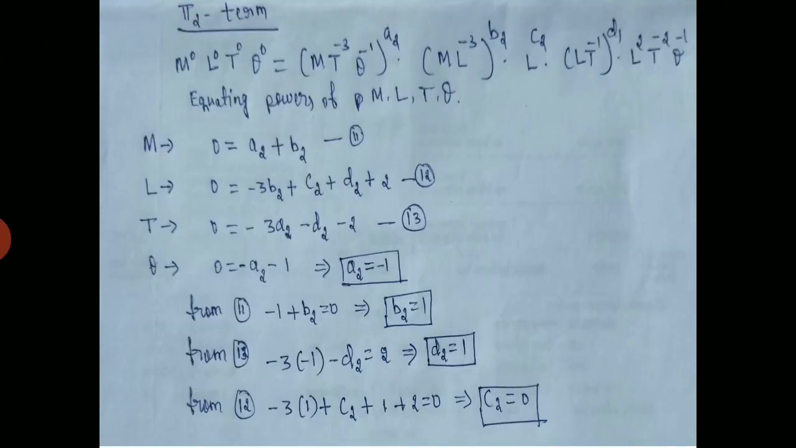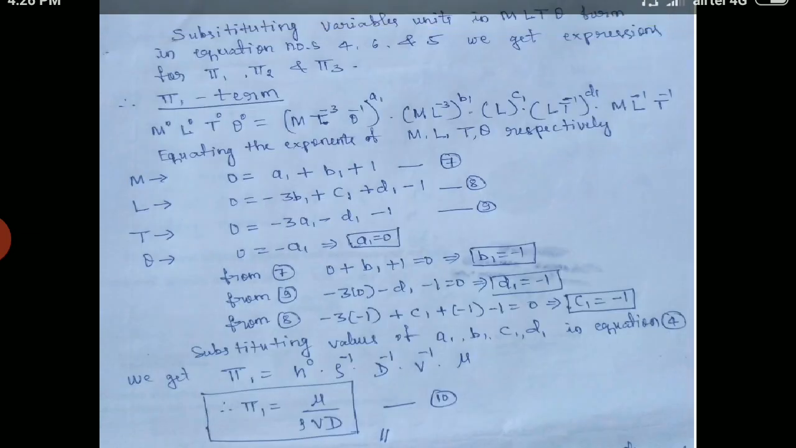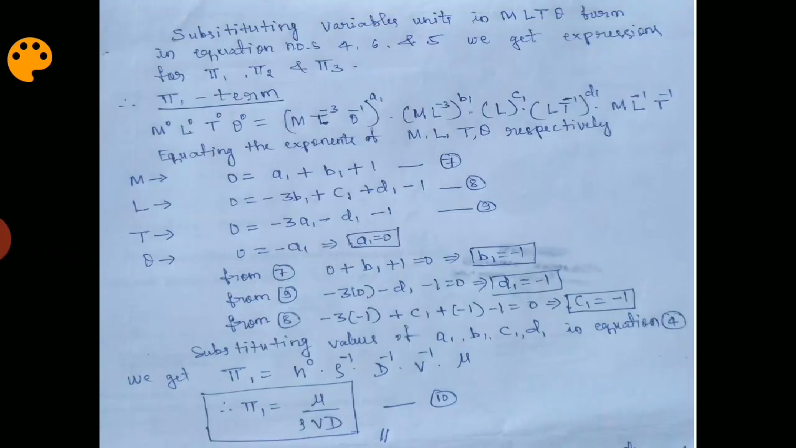Similarly, you can get equation number 8 by substituting the powers of L. So this is when you take only the L terms. On the LHS it is 0, and on the RHS we get minus 3b1. You can see here, in the first term there is no L term, in the second we have L raised to minus 3 into b1, so minus 3b1 will come, then plus c1, then L raised to d1, then minus 1. This is how we get equation number 8. Similarly we can get equation number 9 and equation number 10.